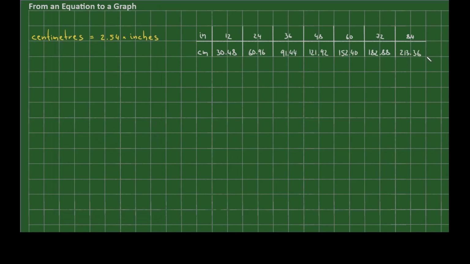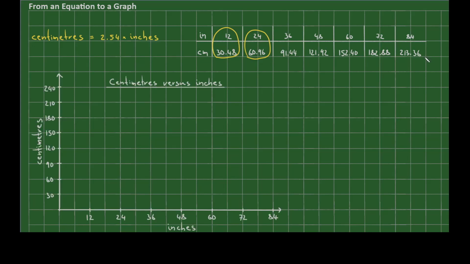With the table complete, I have the ordered pairs that I can use to create my graph. Recall that the ordered pairs are the same as coordinates. So 12 and 30.48 will make a point, 24 and 60.96 will make a point, and so on. Inches will be on the x-axis and the centimeters will be on the y-axis.